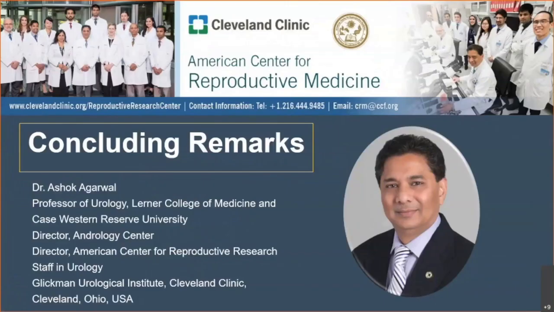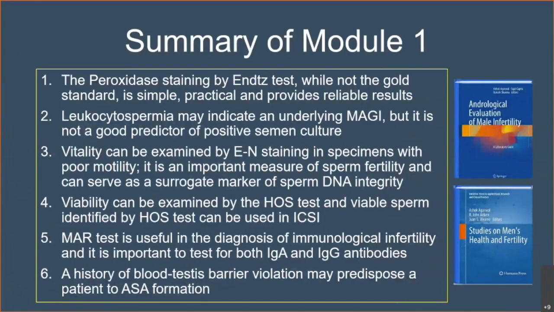Thank you. These are my concluding remarks. To summarize everything that we heard today in this module, which was focused on ancillary semen tests: the peroxidase staining by ENS test, which was covered by Professor Ralph Henkel in his lecture on leukocytospermia. Even though it's not a gold standard, it is simple, easy, and provides most reliable results. So we definitely think this is something that can be done by most laboratories. It is certainly a very inexpensive test.